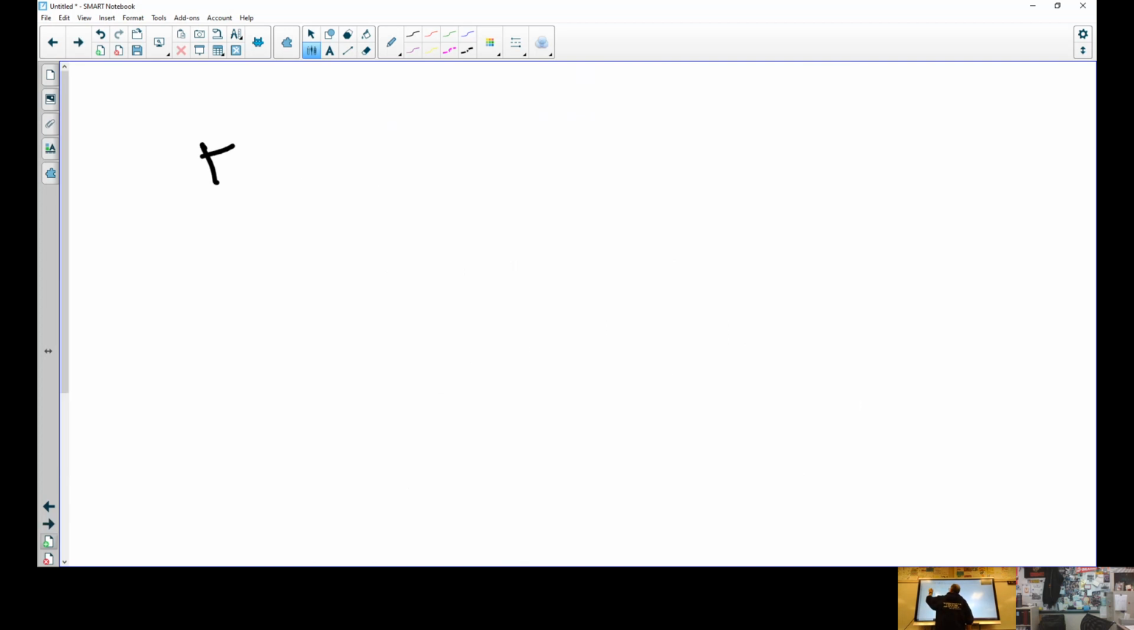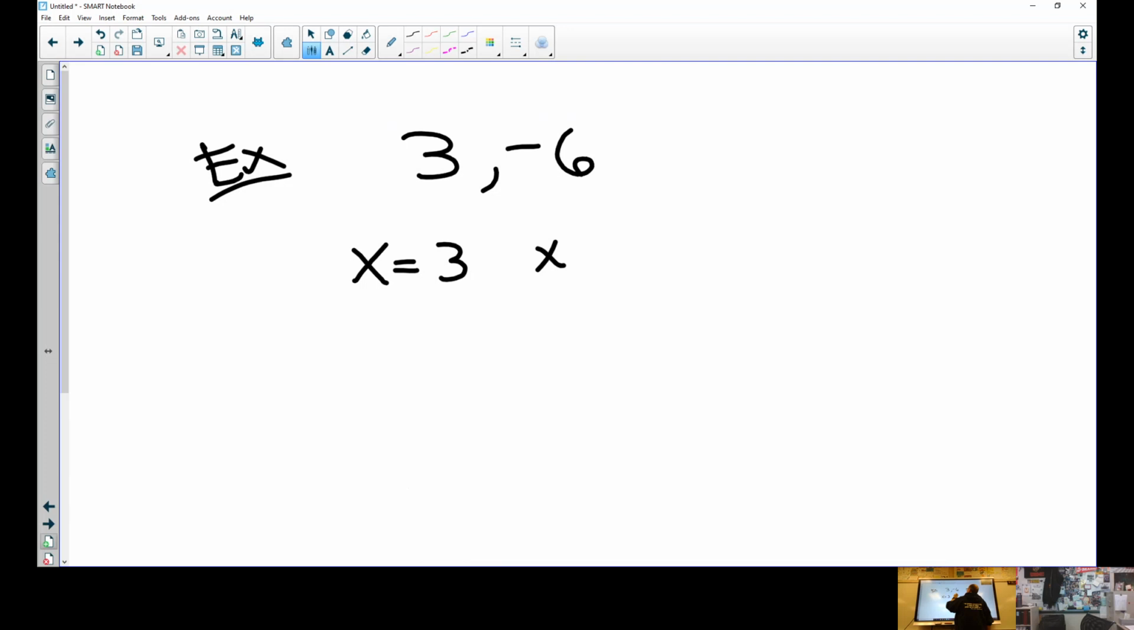Another example, same directions. If we have, let's do 3 and negative 5. We already did 2 close there. Let's do 3 and negative 6. All right, let's use a negative number. So again, follow the steps. First thing, x equals 3. X equals negative 6.